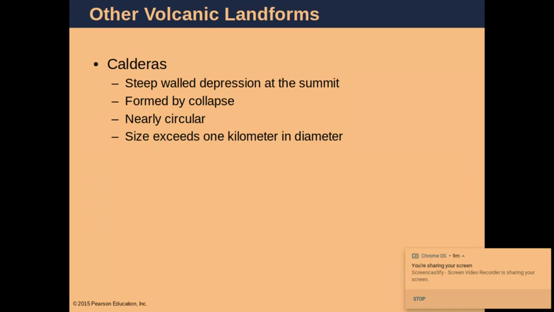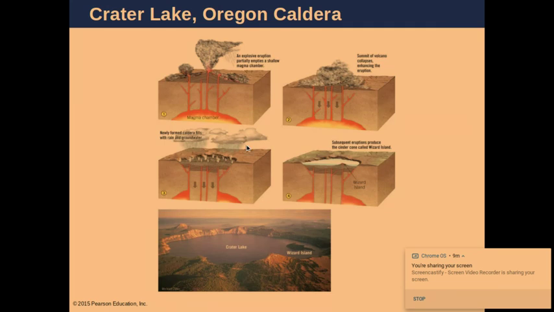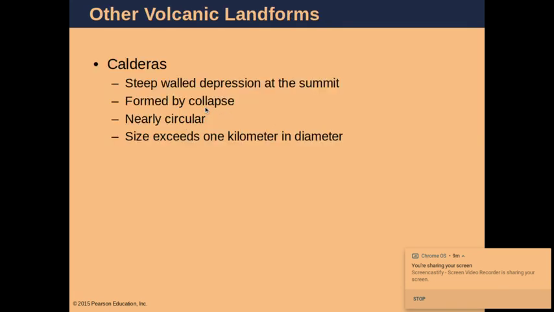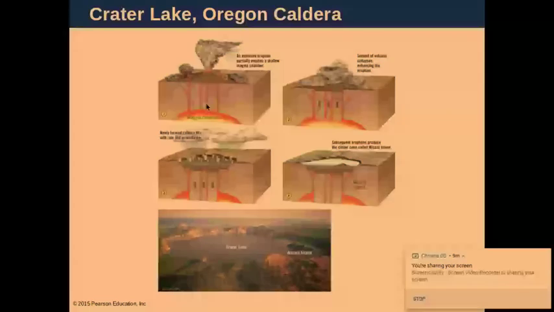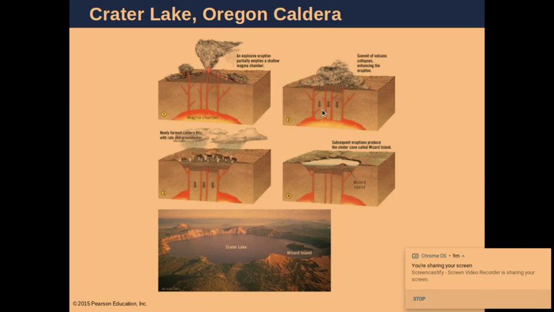Other volcanic landforms. So we talked about calderas a little bit, and this is going to show you basically how that works. There are steep-walled depressions up at the summit, and these are formed when the volcanoes collapse. They're usually nearly circular, and their size exceeds 1 kilometer in diameter. So this is basically what happens. You have all this pressure that builds up from down below and pushes up, and eventually the volcano collapses back down into the magma chamber a little bit, and that's what's going to eventually lead to the caldera forming here, and a lot of them will actually end up filling in with water.